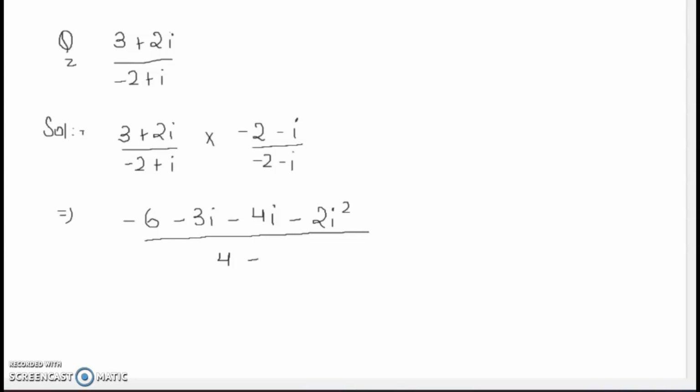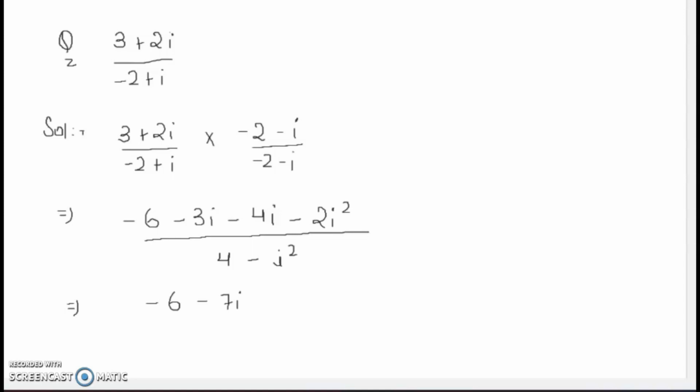So what is minus b square? b is i here, so i square. Let us write down i square only. Okay. Next, now we can solve this. So this will become minus 6. This is minus 3i minus 4i, which is minus 7i. Because we know now the value of i square is minus 1, if I just substitute here the value of i square, which is minus 1.